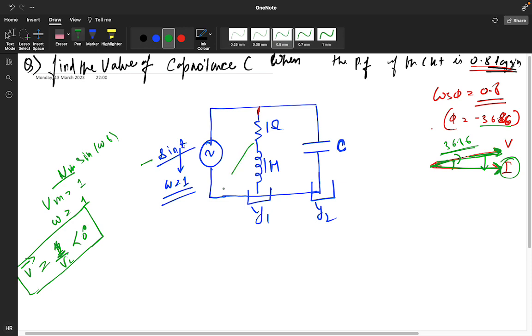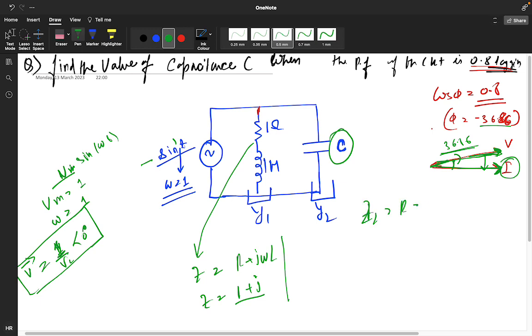Now what will be this Z? Z1 is R plus j omega L. So what value are you getting? 1 plus j, since omega value is 1 and L is 1. So 1 plus j is coming. And this is Y2, so Z2 is R minus j by omega C. The R here is given as 0. So Z2 is how much? Minus j upon C, with omega value 1.